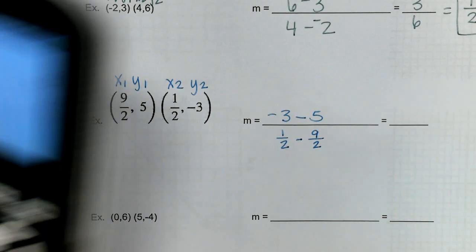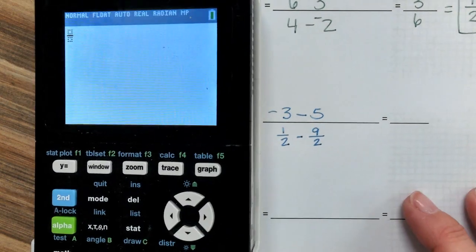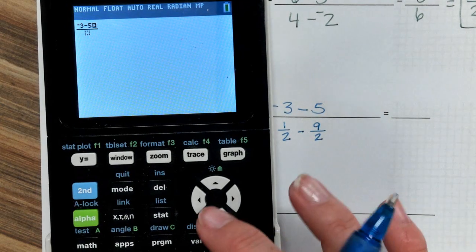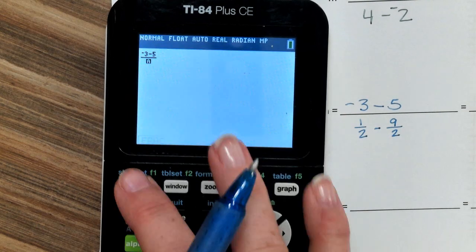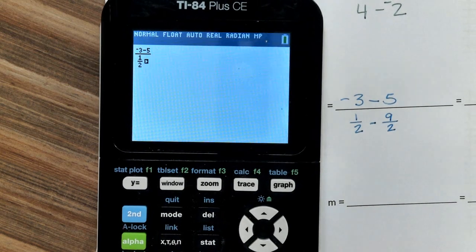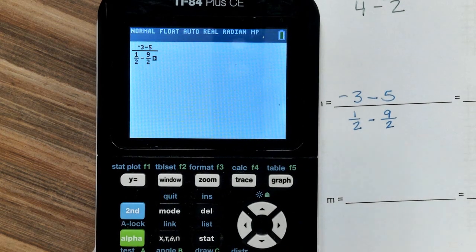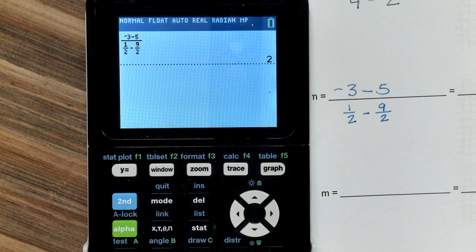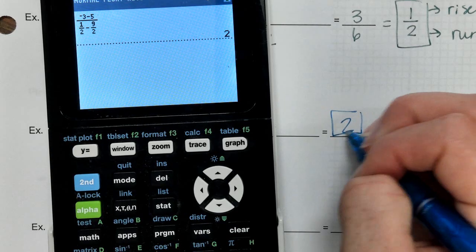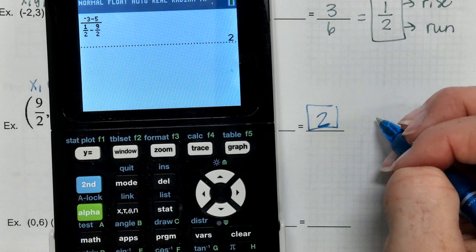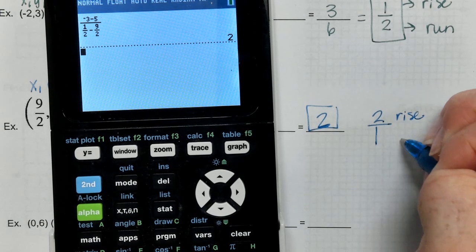Yes. So we go to alpha y equals. We're going to put in negative 3 minus 5 on top. And then on bottom, we're going to put in alpha y equals again to put in 1/2, tab out, minus alpha y equals 9/2. And then tab out before you hit enter. What is my answer? 2. What if I want this as a rise over a run? 2 over 1. So this would be my rise. This would be my run.